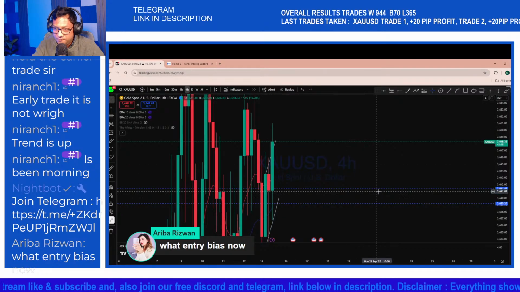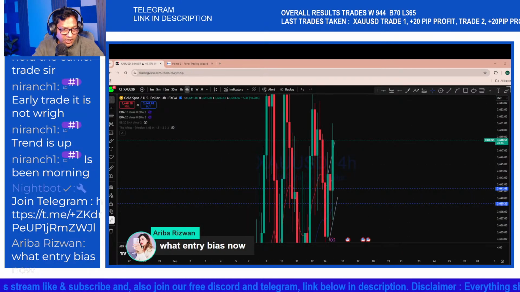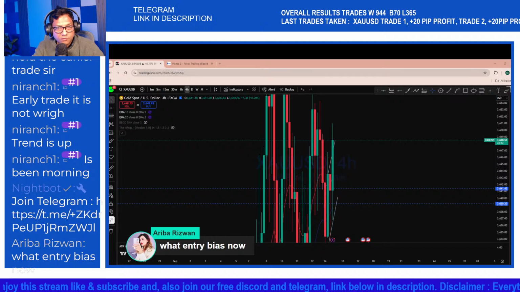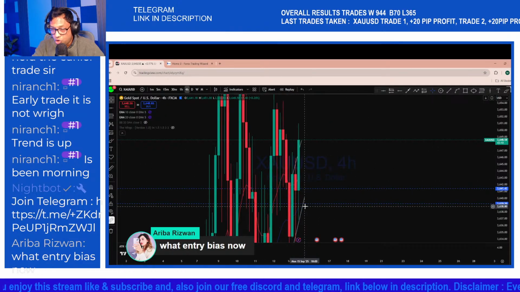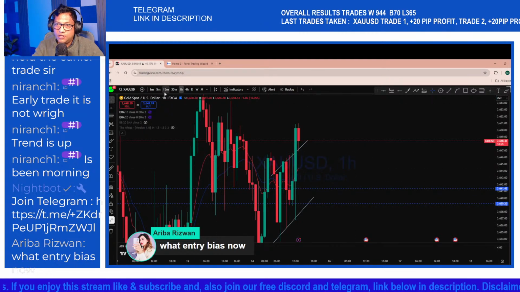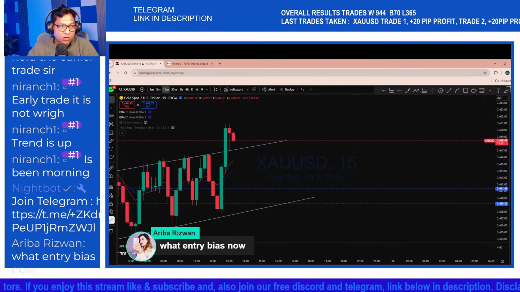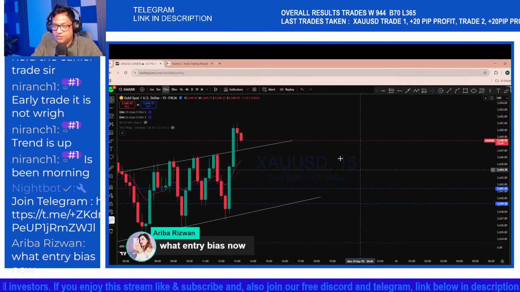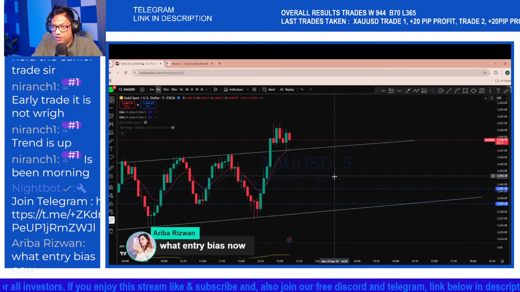Now at the moment, what we need is to see the market dropping back to the same level of support again. That's only the repetition. We need to look for the key level of support and then enter accordingly.